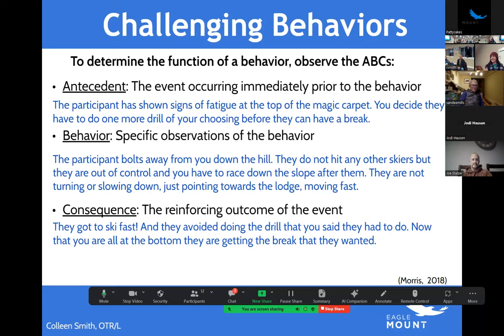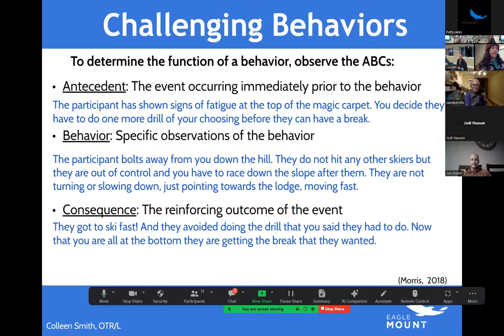The consequence, it was reinforced right away, right? They got to ski fast. They avoided doing the drill that you said they had to do. Now they're at the bottom and they're getting that break they wanted. So it works out. That was pretty reinforced.